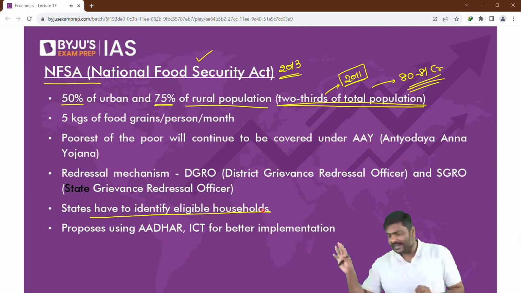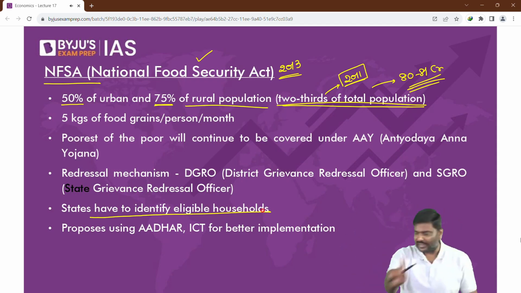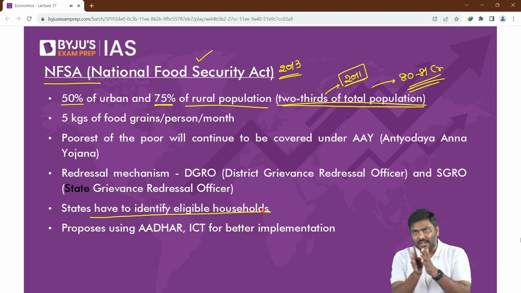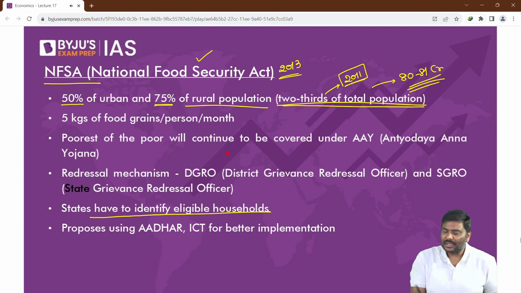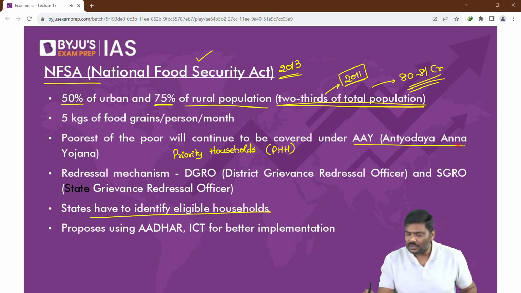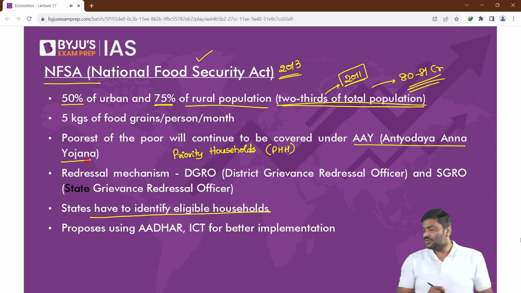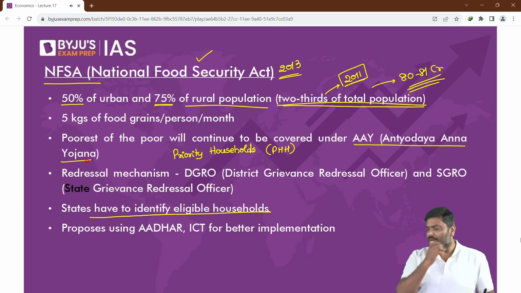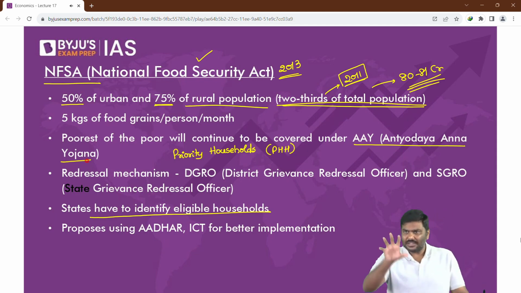Point number 2, the beneficiaries under this will have to be identified by the state government. State government will identify the beneficiaries. Point number 3, the beneficiaries are further divided into two parts. Remember this carefully. One is priority households, PHH. Second one is called Antyodaya households.